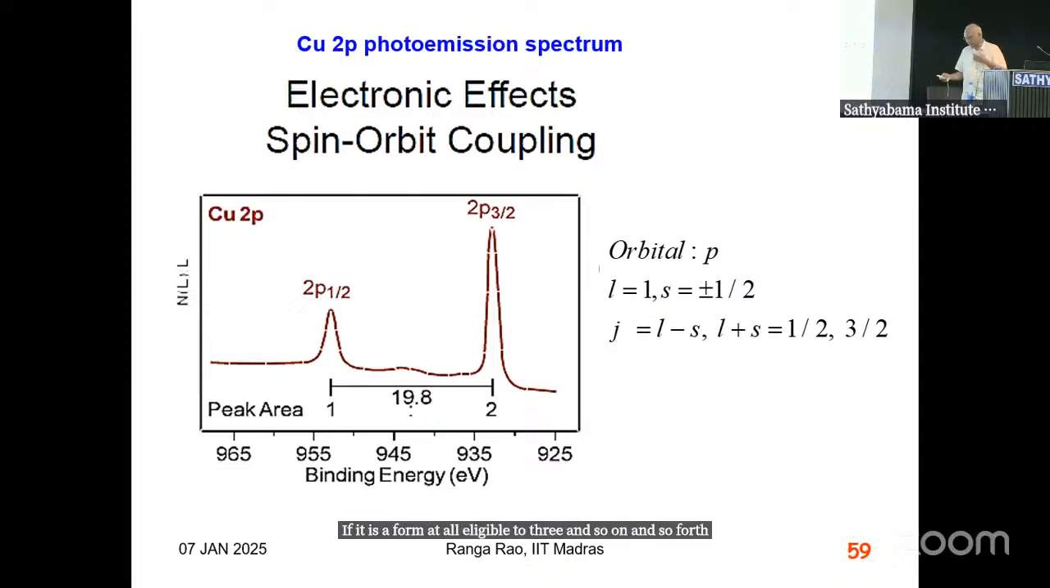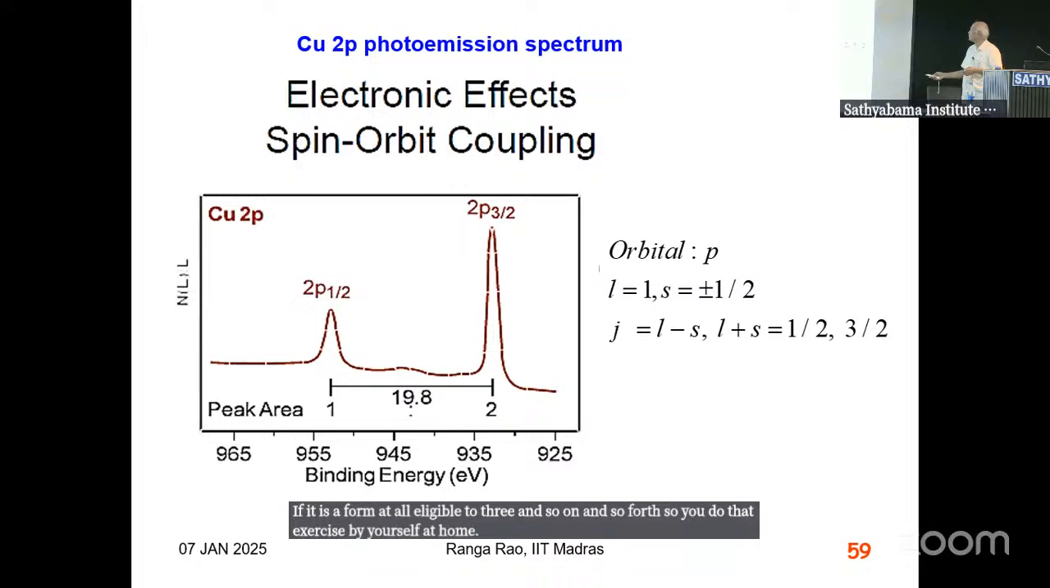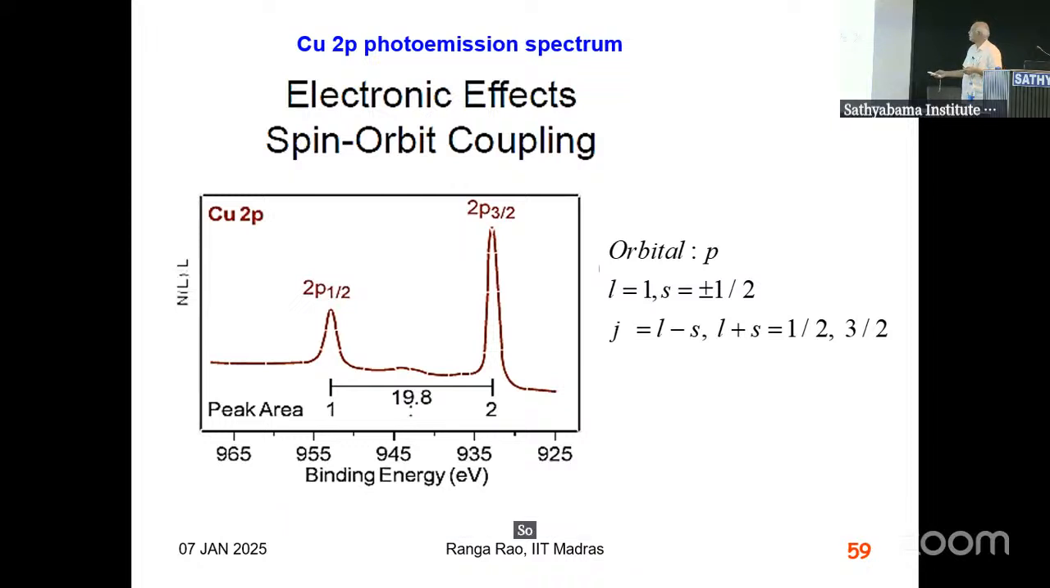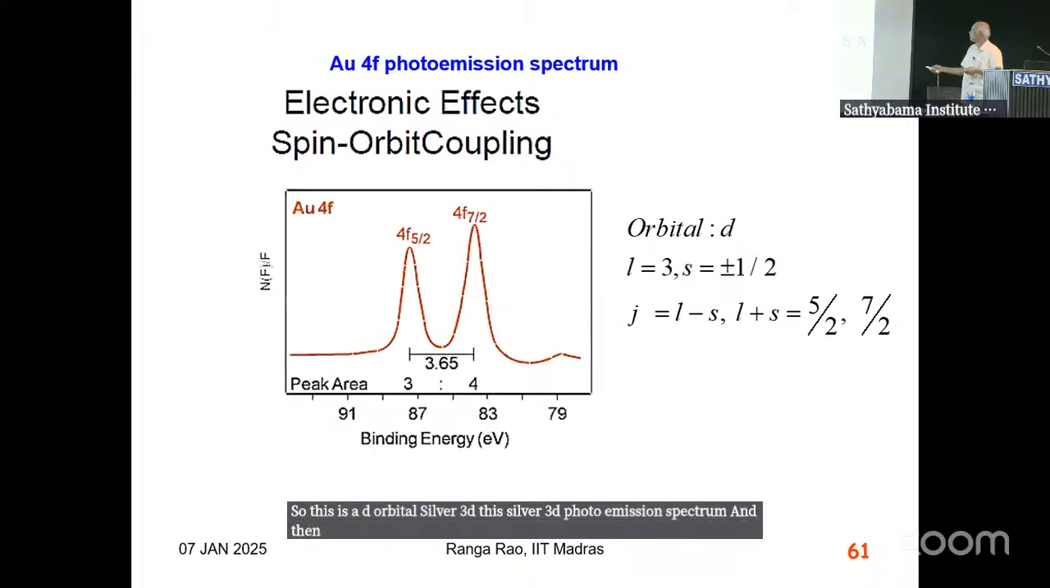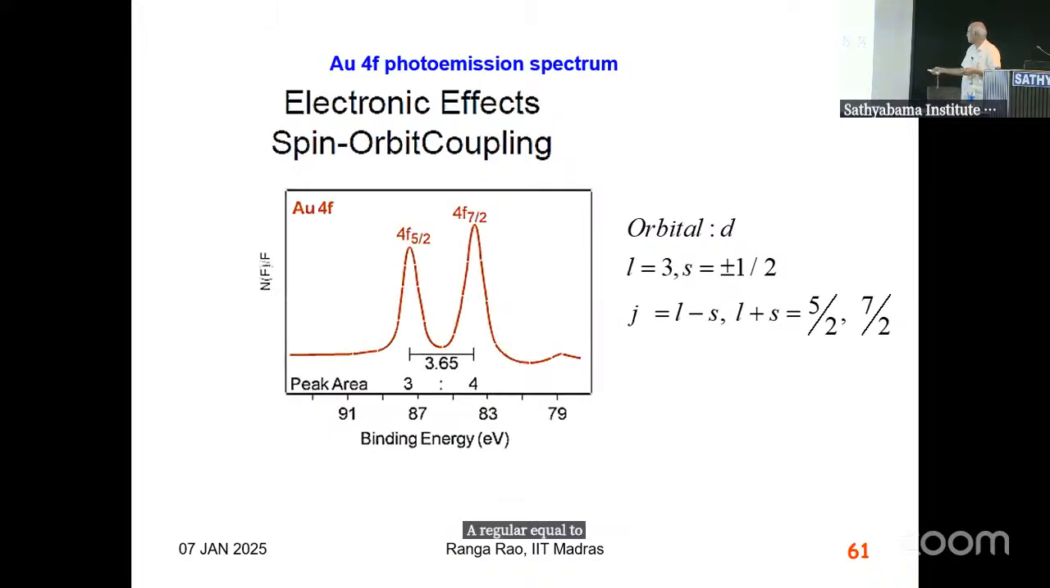So you do that exercise by yourself at home. So this is a d orbital, silver 3d. This is the silver 3d photoemission spectrum, and this is the gold 4f spectrum. Here L is equal to 3. S is going to be plus minus half. L is equal to 3, so you get 5/2 and 7/2 here.